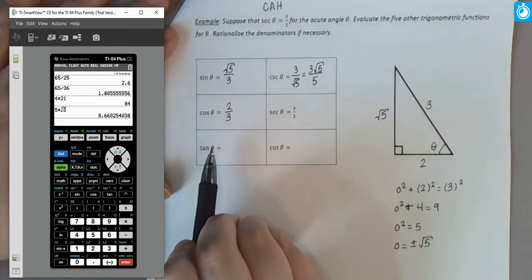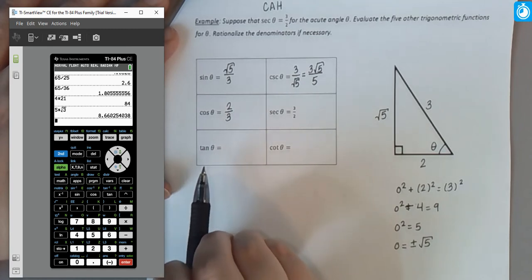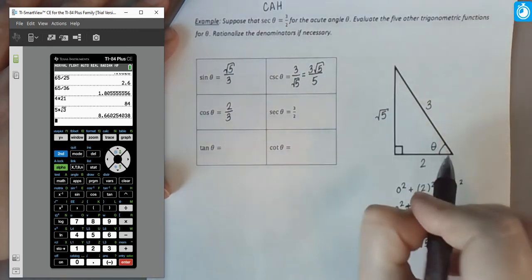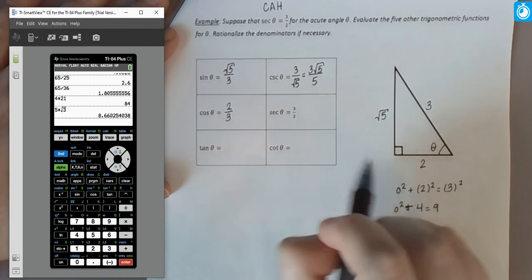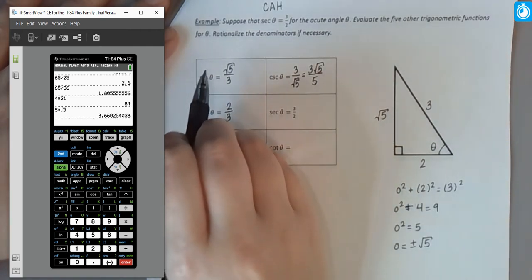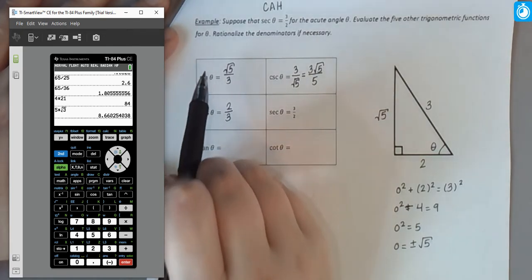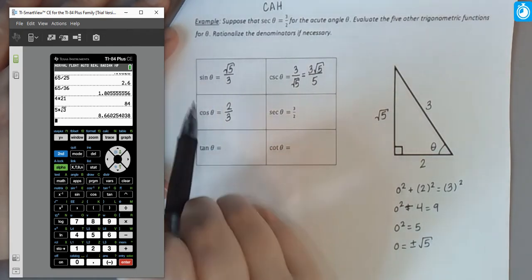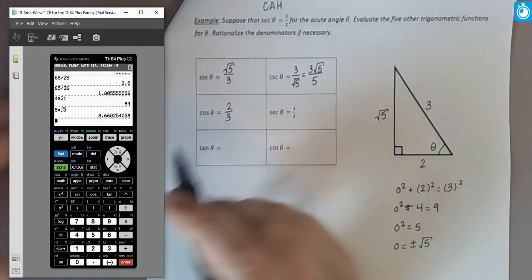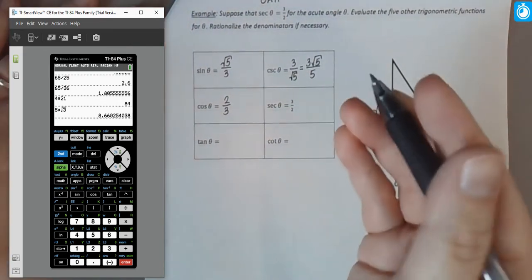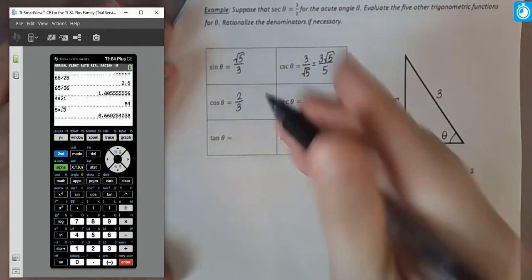And then tangent, let's actually go about finding tangent a different way this time. We can find it using our ratios, or if we know the sine and cosine, tangent is also defined as the ratio of sine over cosine. So let's actually use the identity here and see if we can find tangent that way, and then maybe just verify it using the ratios.